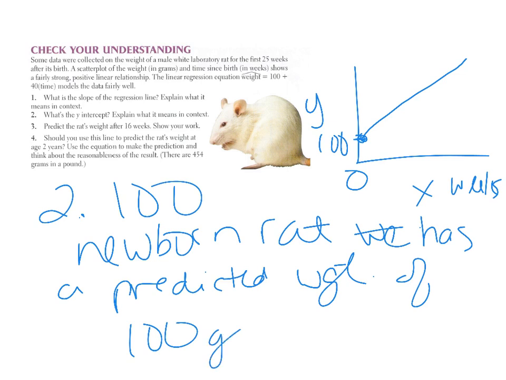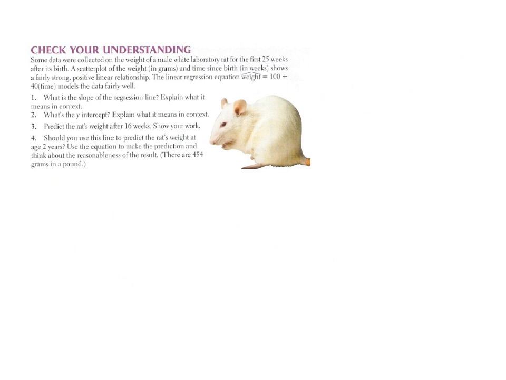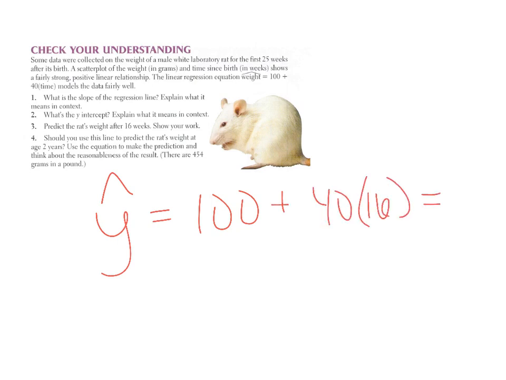Number 3, predict the rat's weight after 16 weeks and show your work. Showing your work would count as just substituting into the equation. So y hat equals 100 plus 40 times 16 equals 740 grams. That would be my predicted weight of the rat after 16 weeks.